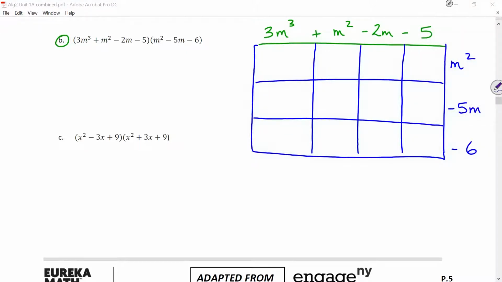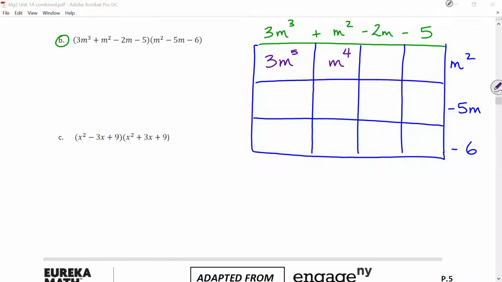Okay, so now I'm multiplying the top number by the left number, okay? And here's where your exponent rules become very, very important, okay? So 3m cubed times m squared is 3m, and then I will keep the common base, and I will add the exponents. So 3 plus 2 is 5, because I have 3m's times 2 more m's, I have a total of 5 m's. That's 3m to the 5th. Okay, here I have in this region right here, m squared times m squared. I keep the common base, you add the exponents.